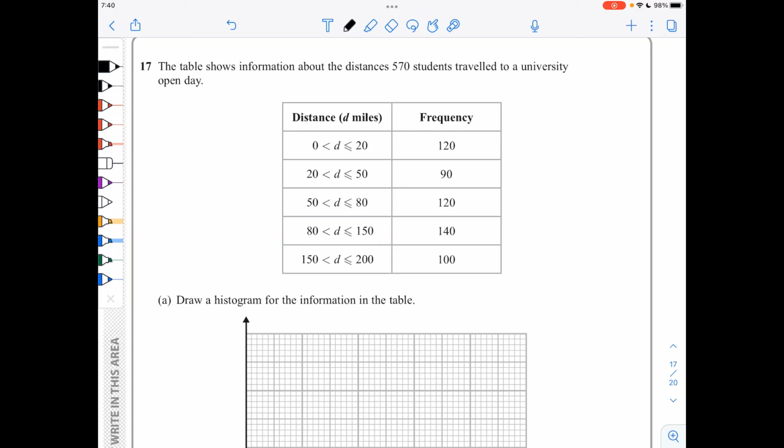17. It's a table showing information about the distances 570 students travel to a university open day, and we need to draw a histogram for the information in the table. So I will start by considering class width, which is just the upper limit minus the lower limit for each class. So it's 20, 30, 30, 70, 50. And the frequency density is simply frequency over class width. 120 over 20 is 6, 90 over 30 is 3, 120 over 30 is 4, then 2, and then 2 again.